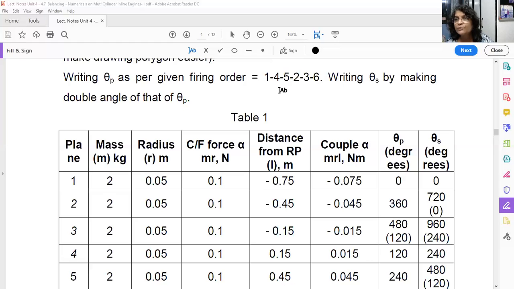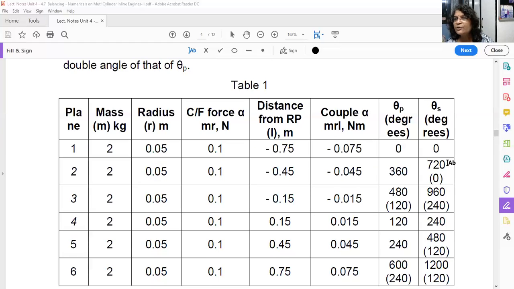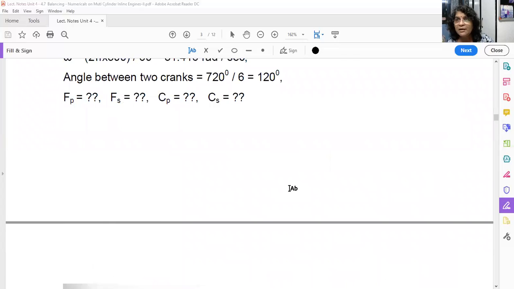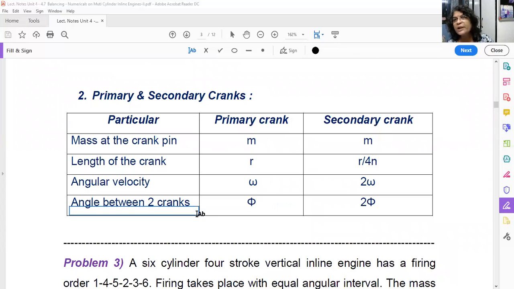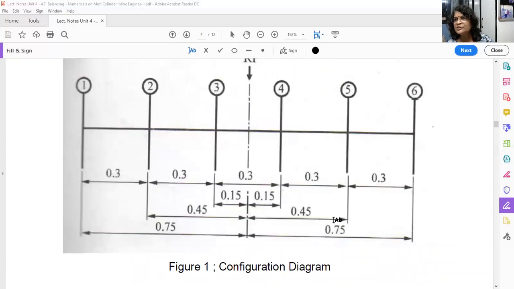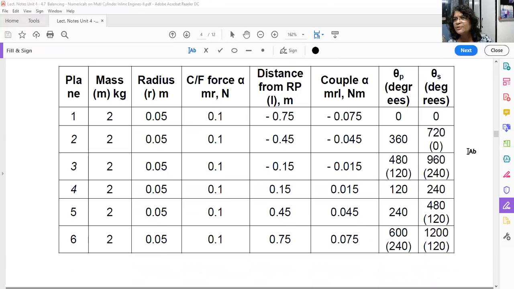Now you have to write down the last column, that is the secondary crank angle. So again, what is the angle? Now see, you have already seen this table, that's why I purposely kept this. The angle between two cranks, for primary crank if it is phi, for secondary crank it is 2 phi, double. So this column is very easy to write down. Just make a double angle, double of this one. Very easy, don't think at all.